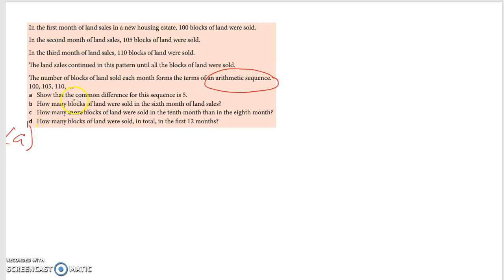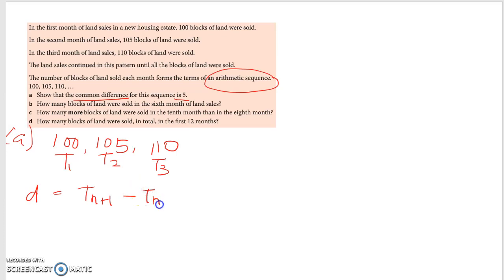We are asked to show that the common difference for the sequence is 5. So let's write down all the information which is given to us. We know that the sequence is 100 in the first month, 105 in the second, 110 in the next. This here is T1, that's T2, and that's T3, the first three terms which are given to us. We are asked to show the common difference. So we know from an arithmetic sequence that D, the common difference, is equal to the Tn plus 1 term minus the Tn term.